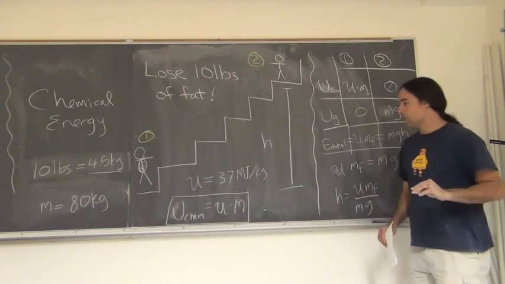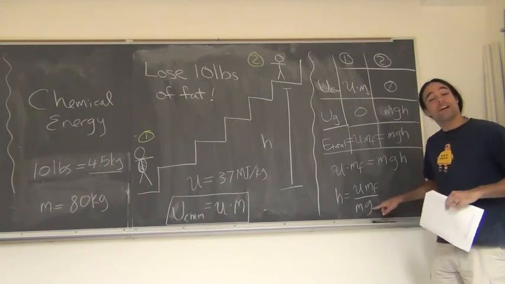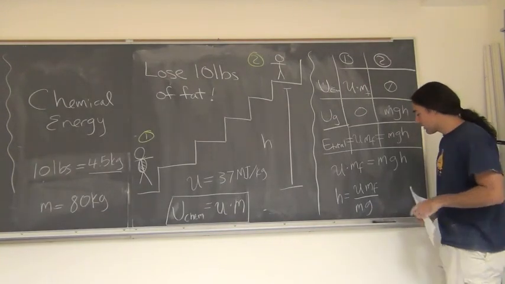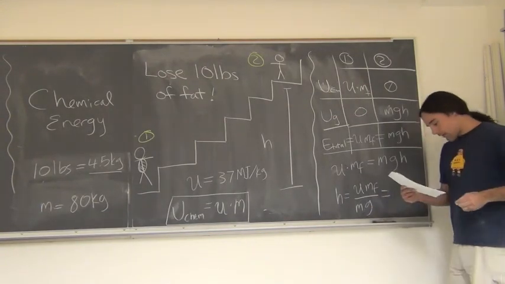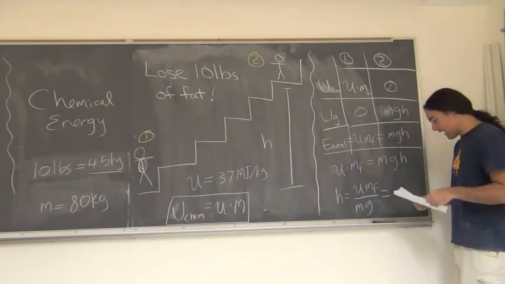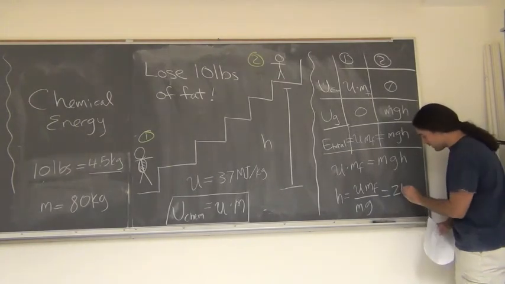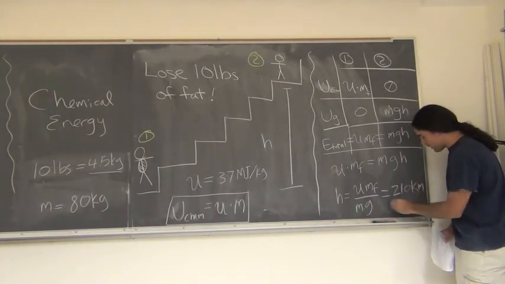About 180 pounds, assuming I did my conversions correctly. Then I can plug in 9.8 meters per second squared for g. And when I do that, I will get the height in stairs that I have to climb, which is about, in this case, I got 210 kilometers of stairs.